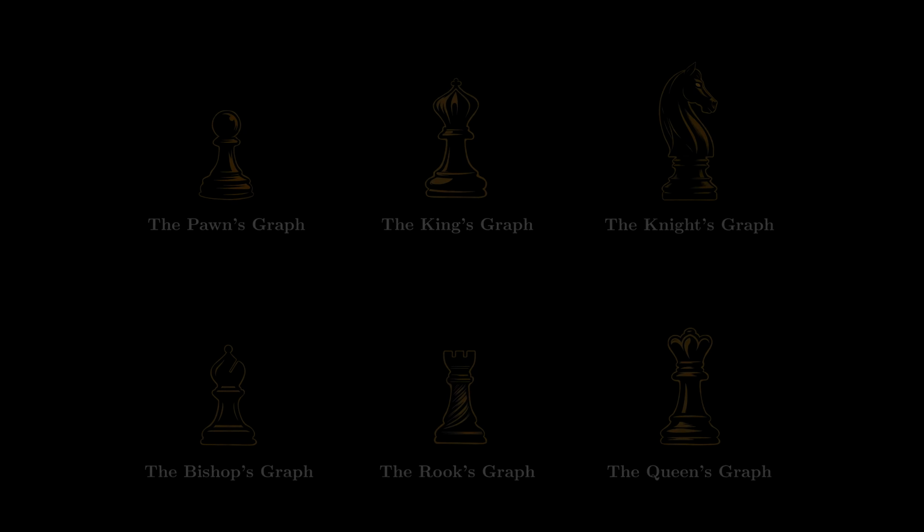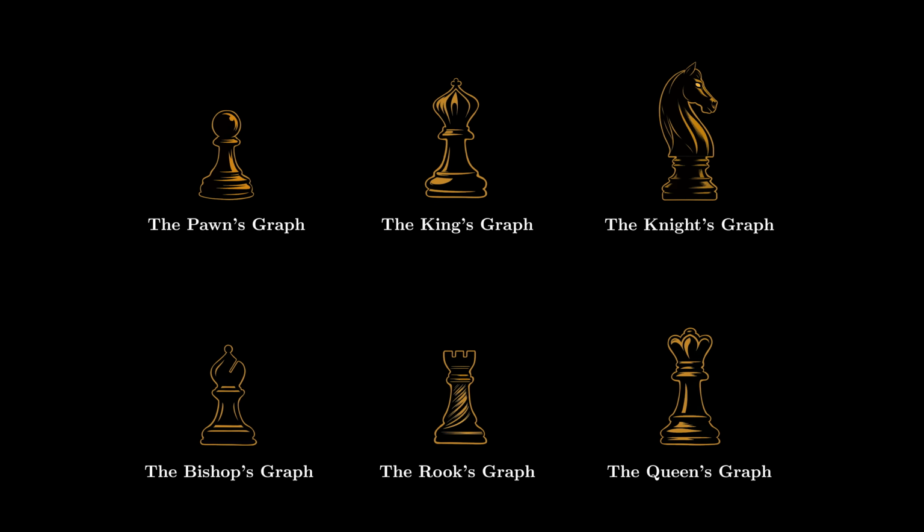Now where's the connection between this problem and graph theory? I wouldn't say it's just this problem that has a connection to graph theory. It's the game of chess itself. Regarding the movement rules of the 6 chess pieces, they can be used to construct chess graphs, such as the pawns, kings, knights, bishops, rooks and queens graph.